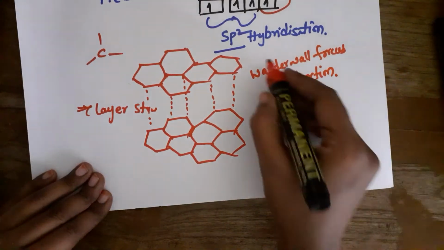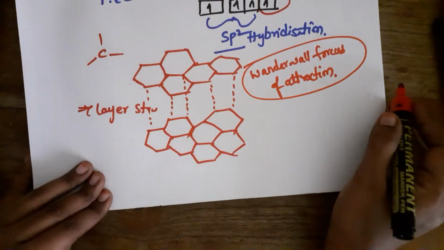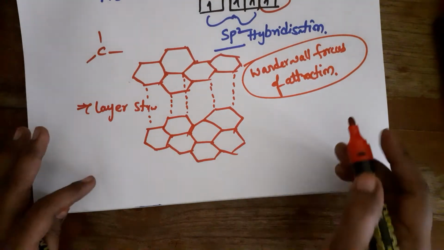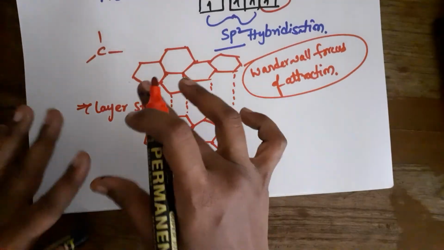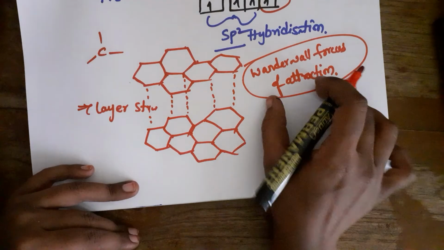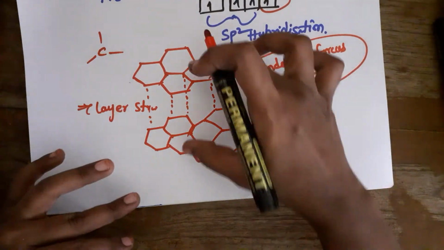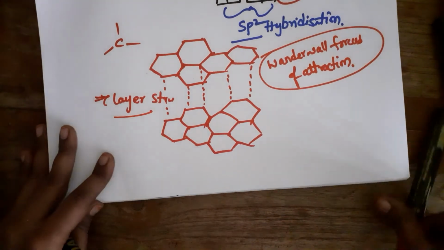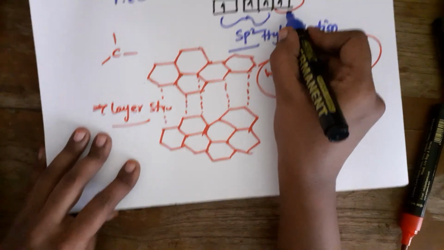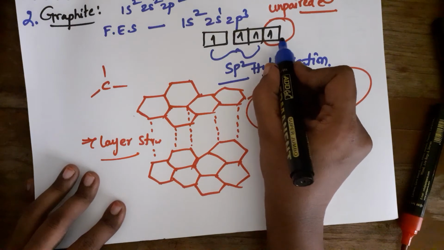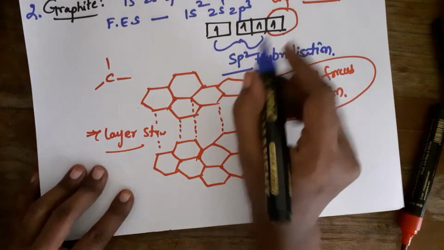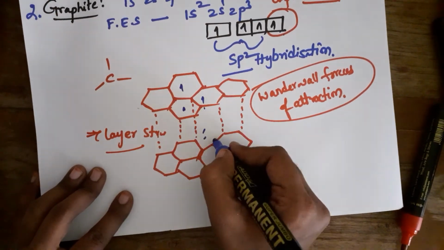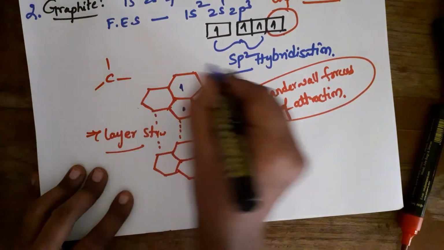Each carbon atom has its van der Waals forces of attraction, but in diamond they are held together by strong covalent bonds. These attractions are very weak, and the structure forms layers. One unpaired electron is present in the p orbital, and this unpaired electron can delocalize in the total structure.